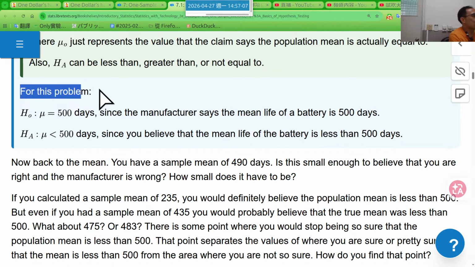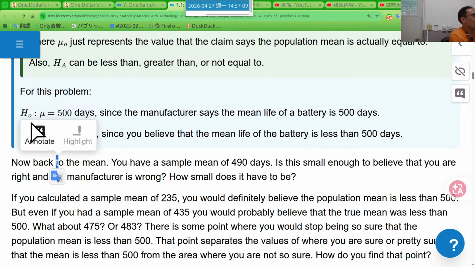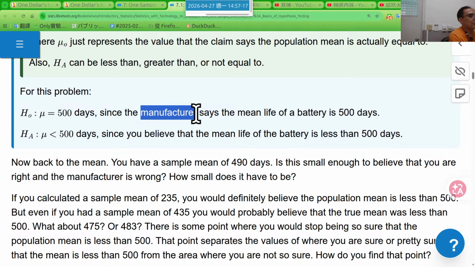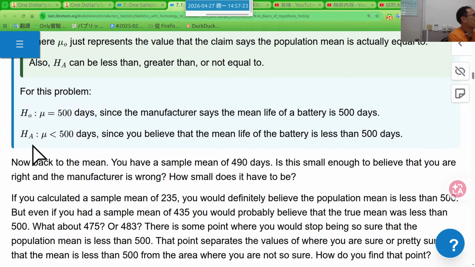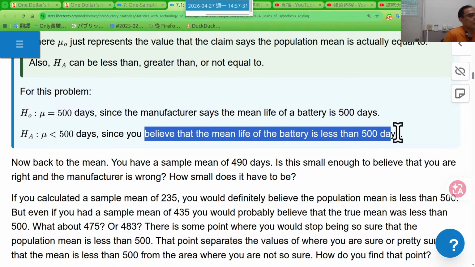For this problem, the null hypothesis: mu equals 500 days, as the manufacturer claims, since the manufacturer says the mean life of the battery is 500 days. And the alternative hypothesis: mu smaller than 500 days, since you believe the mean life of the battery is less than it.